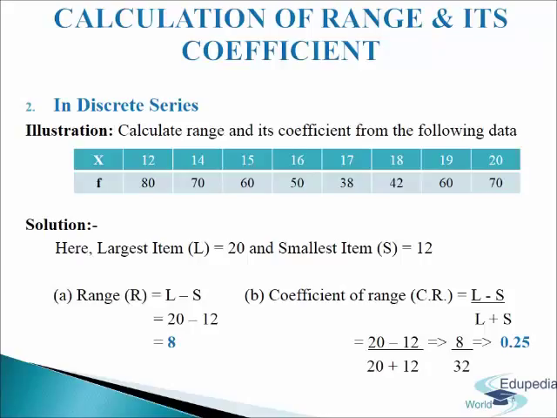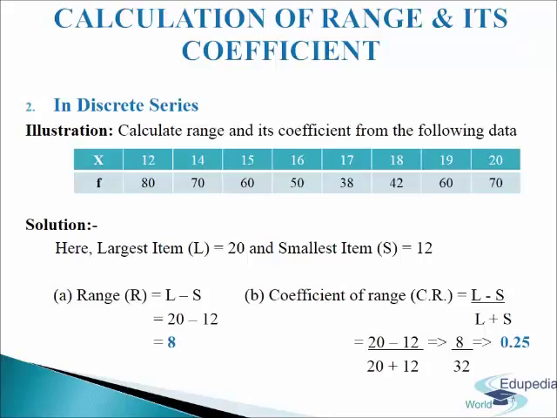For the solution, we will first arrange the data in ascending order. Data is already arranged in ascending order. So we will write the largest item, that is 20, and the smallest item, which is 12, in this particular illustration.